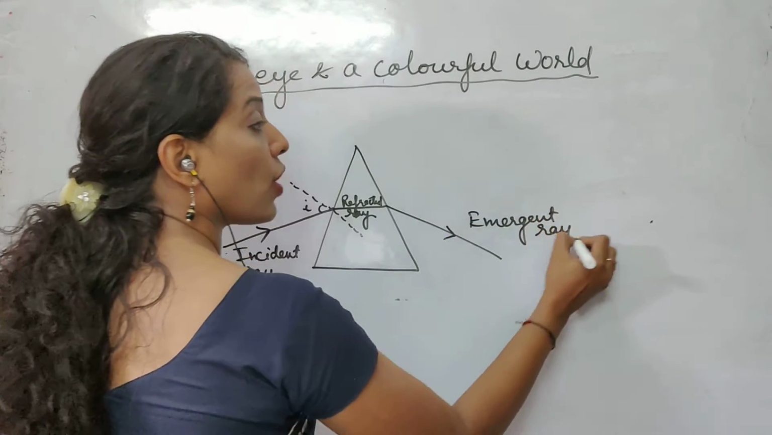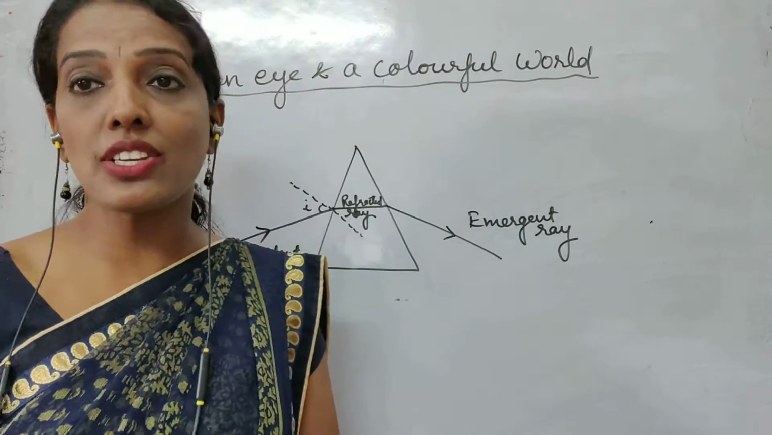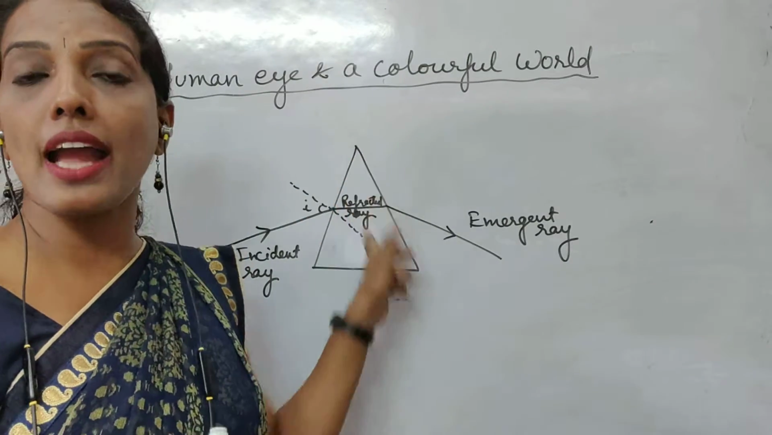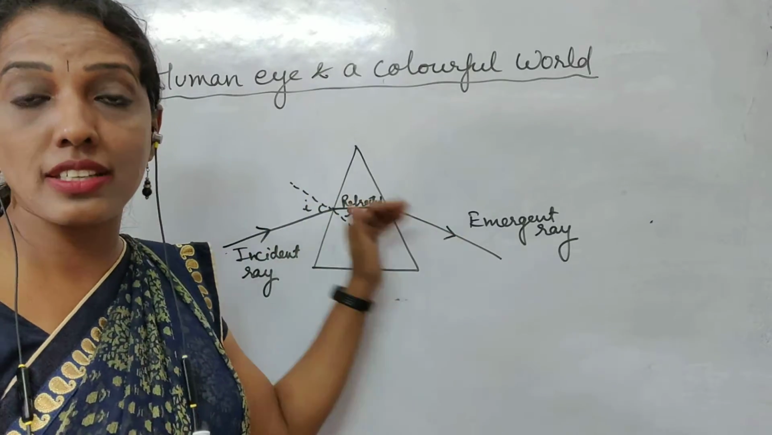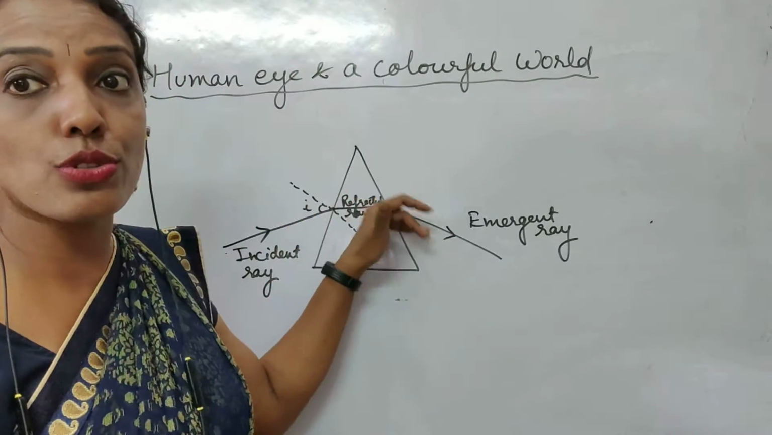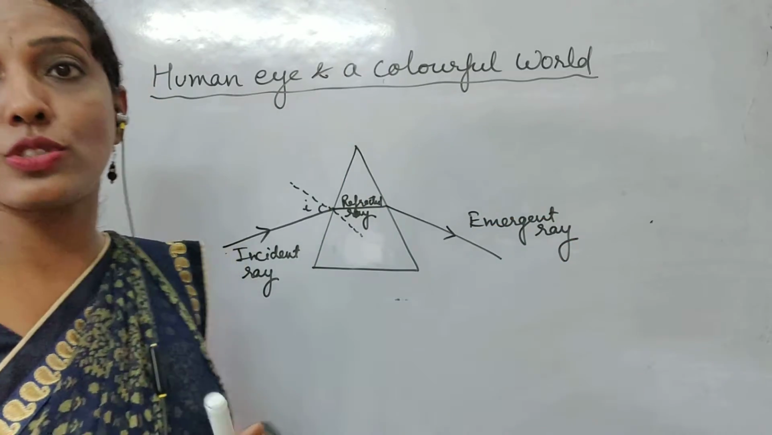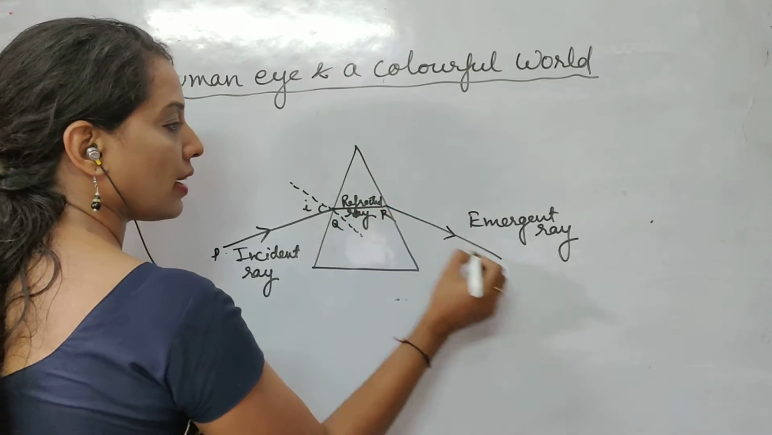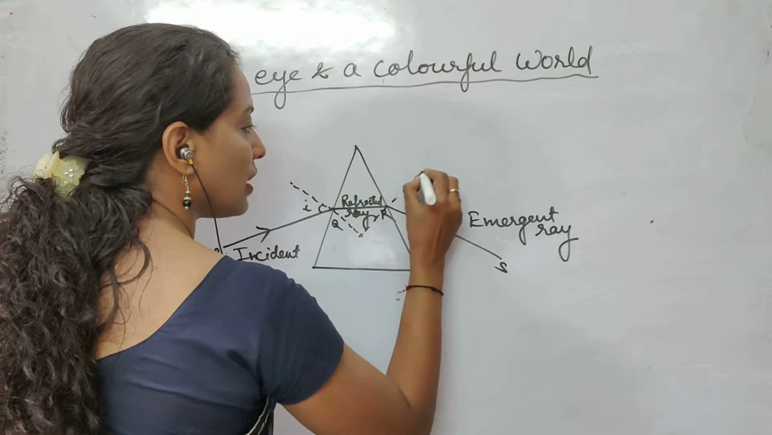This we have not discussed in the last chapter. This is new for you. The emergent ray means that as the incident ray falls on the prism and gets refracted, it emerges from the surface. If we simply label it, it will be P, Q, R and S, and naturally here also you will have the normal.